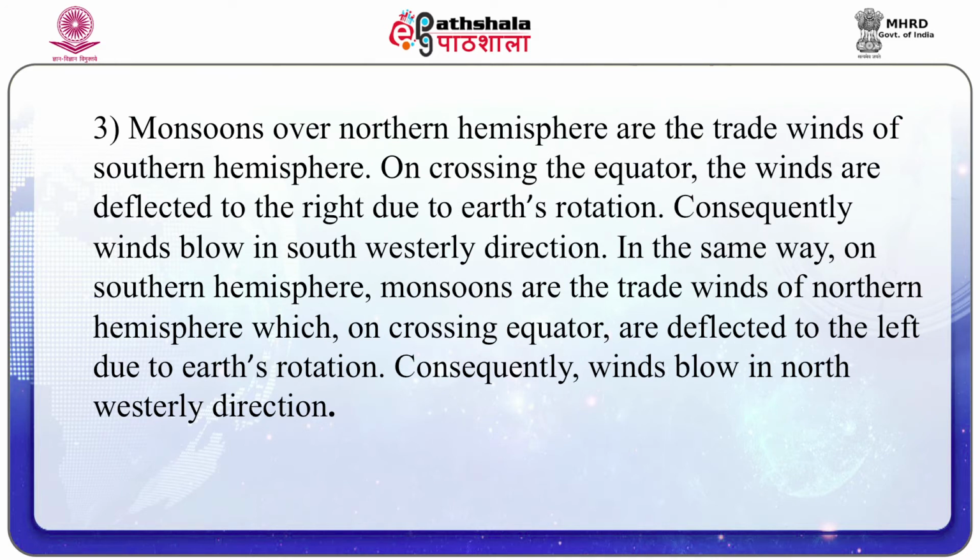Monsoon over northern hemisphere are trade winds of southern hemisphere. On crossing the equator, the winds are deflected to the right due to earth's rotation. Consequently, winds blow in southwesterly direction. In the same way, on southern hemisphere, monsoon are the trade winds of northern hemisphere, which on crossing equator are deflected to the left due to earth's rotation. Consequently, winds blow in northwesterly direction.